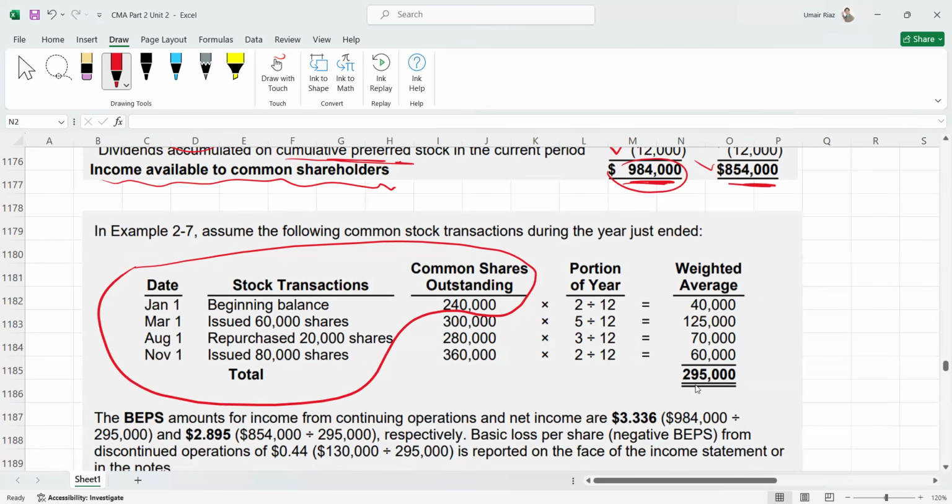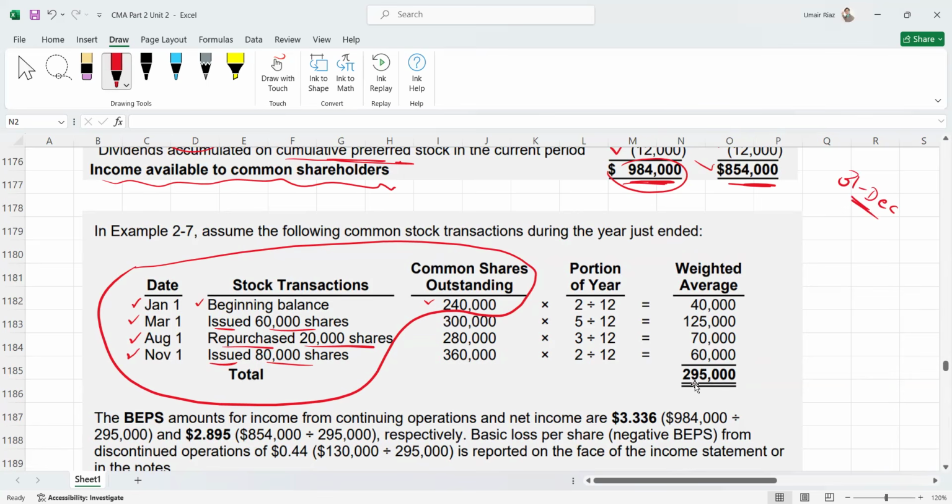Okay. So for example, it tells you that on January 1, we have a beginning balance of 240,000 shares. Then on March 1, we issued 60,000 shares. Then on August 1, we repurchased 20,000 shares, because repurchased shares are also called treasury stock. On November 1, we issued again 80,000 shares. And I'm assuming our year end is 31st December. This data is available. Now, how will you calculate the weighted average number of shares?